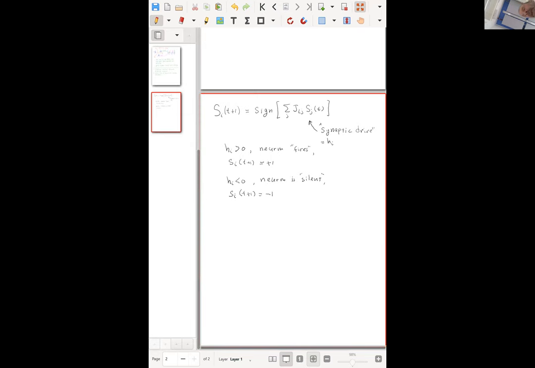Okay, so it's kind of like a real neuron. If it gets enough input, it fires, otherwise it's silent. But it's somewhat artificial. We can take the time step to be 10 milliseconds, but it's a really reduced model of a neuron. And reduced models are nice because they're analytically solvable.